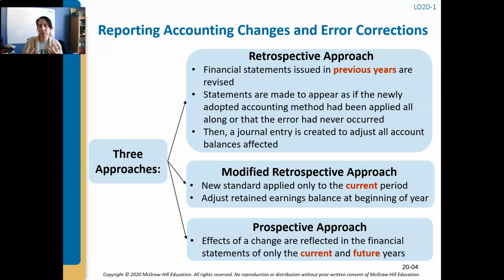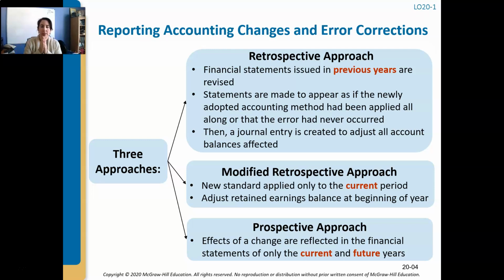Modified retrospective approach is kind of somewhere in the middle of this. Well, it's just a slight change on the retrospective. The idea being you're only changing the current period and you're adjusting retained earnings. So you're not going back the 20 years or so you've been in business and modifying your records. Instead, you only go back so far. You fix the current period to being the new methodology, and maybe you just adjust the retained earnings balance at the beginning of the year, but you don't go back and figure out the cumulative effect for the last 20 years. Okay.